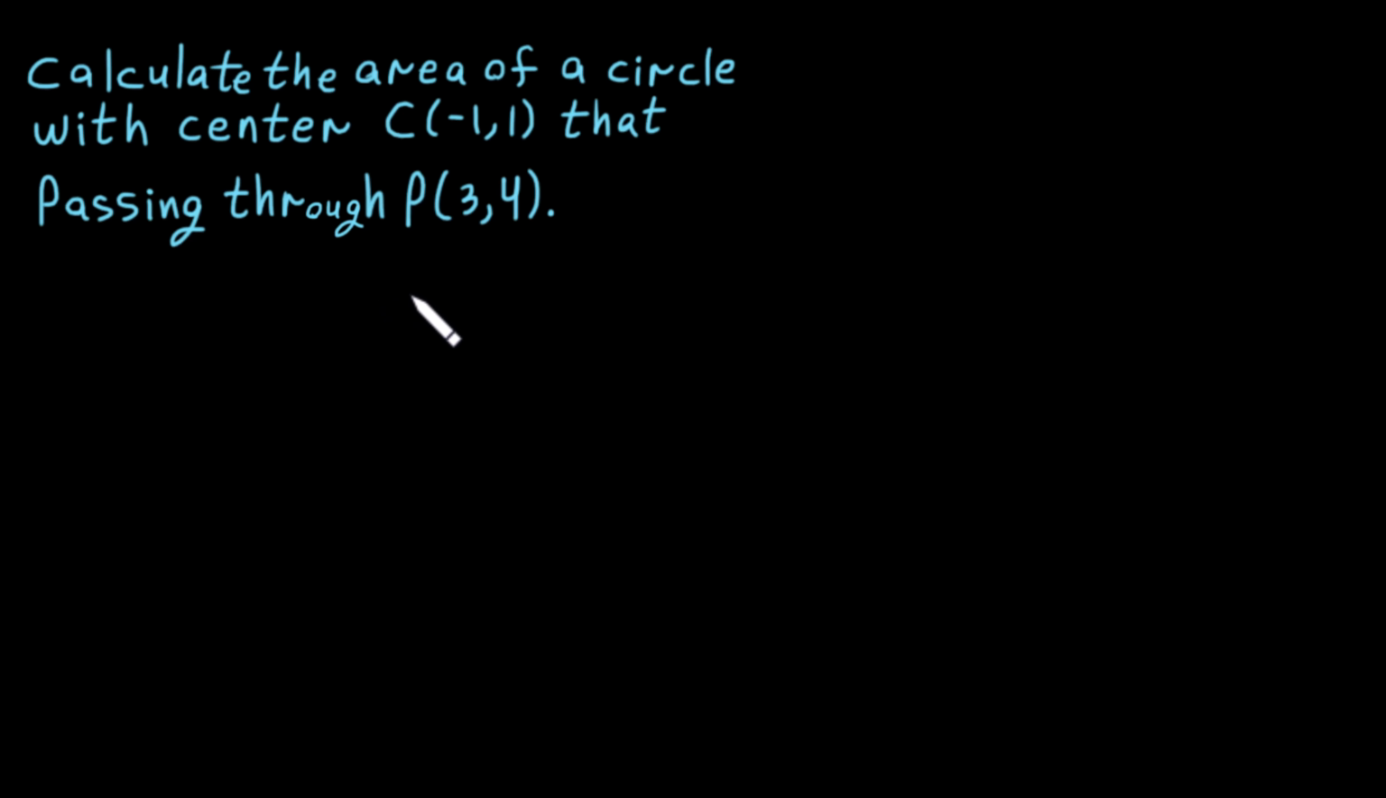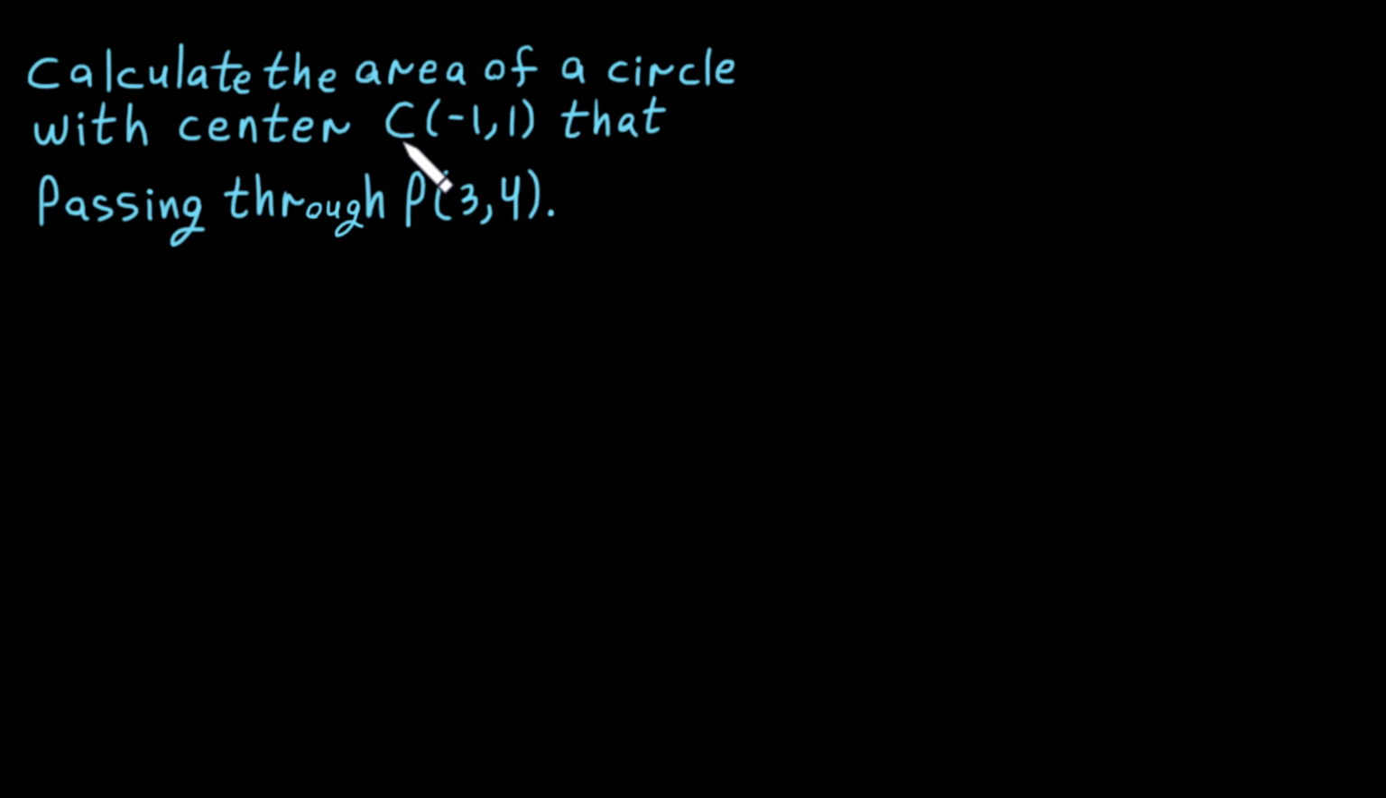In this video, we'll use the distance formula to find the radius and area of a circle. We have this example: calculate the area of a circle with center C(-1, 1) that passes through the point P(3, 4). So we want to calculate the area of the circle using these two pieces of information, which are the center of the circle and the point on the circle.